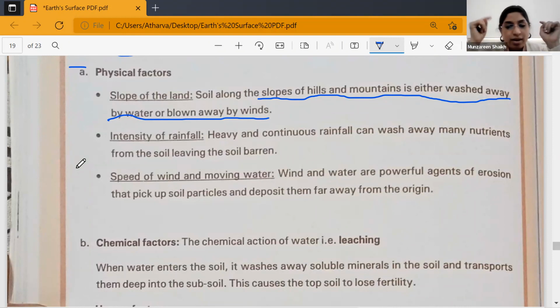Very good. So this is again the physical factor and the natural factor. Please underline: heavy continuous rainfall washes away the nutrients, and because of that the soil becomes barren.